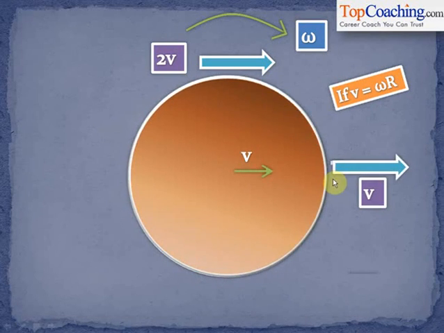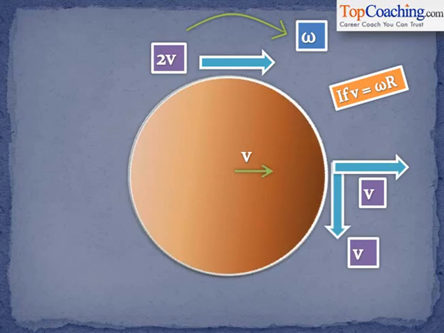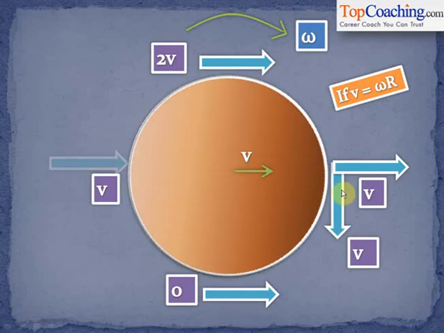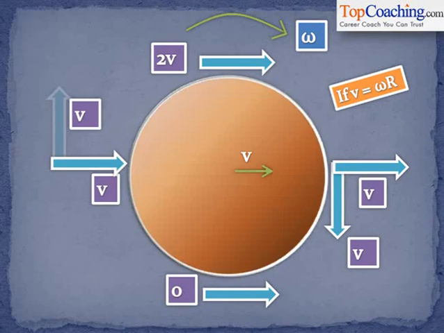Similarly, the velocity here will be v horizontally and v vertically. The velocity at the bottommost part of the wheel will be 0, because the velocity v to the right will be cancelled by omega r to the left, which is the same as v to the left, and this will be the velocity at the left portion of the wheel.